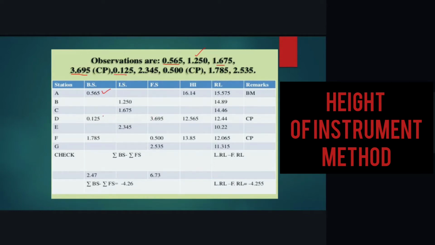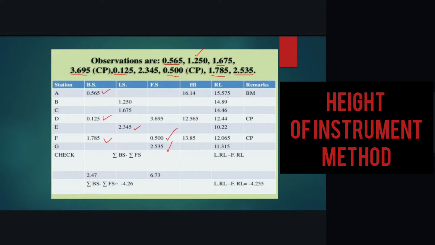The reading after the foresight reading will be considered as backsight, so it will be written here as 0.125, and then the seventh reading is taken as the change point, so it will be written in foresight, and the value between these two is taken as the intersight, so 2.345 is the intersight reading. After the change point the reading will be considered as the backsight reading, so it will be written here as 1.785. And I have told you in the previous lecture that the last reading will always be taken as the foresight reading, so it will be written in the column of foresight as 2.535.